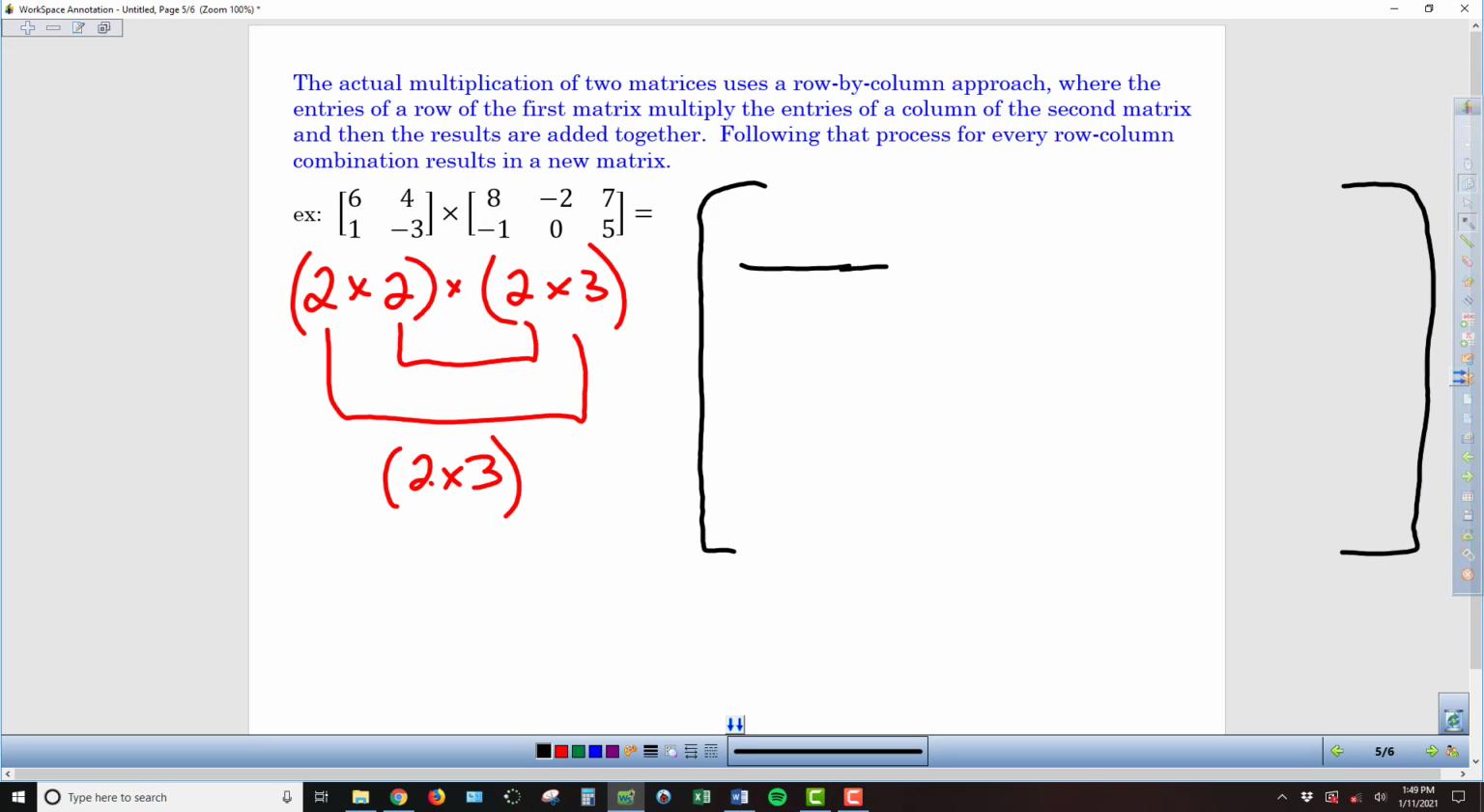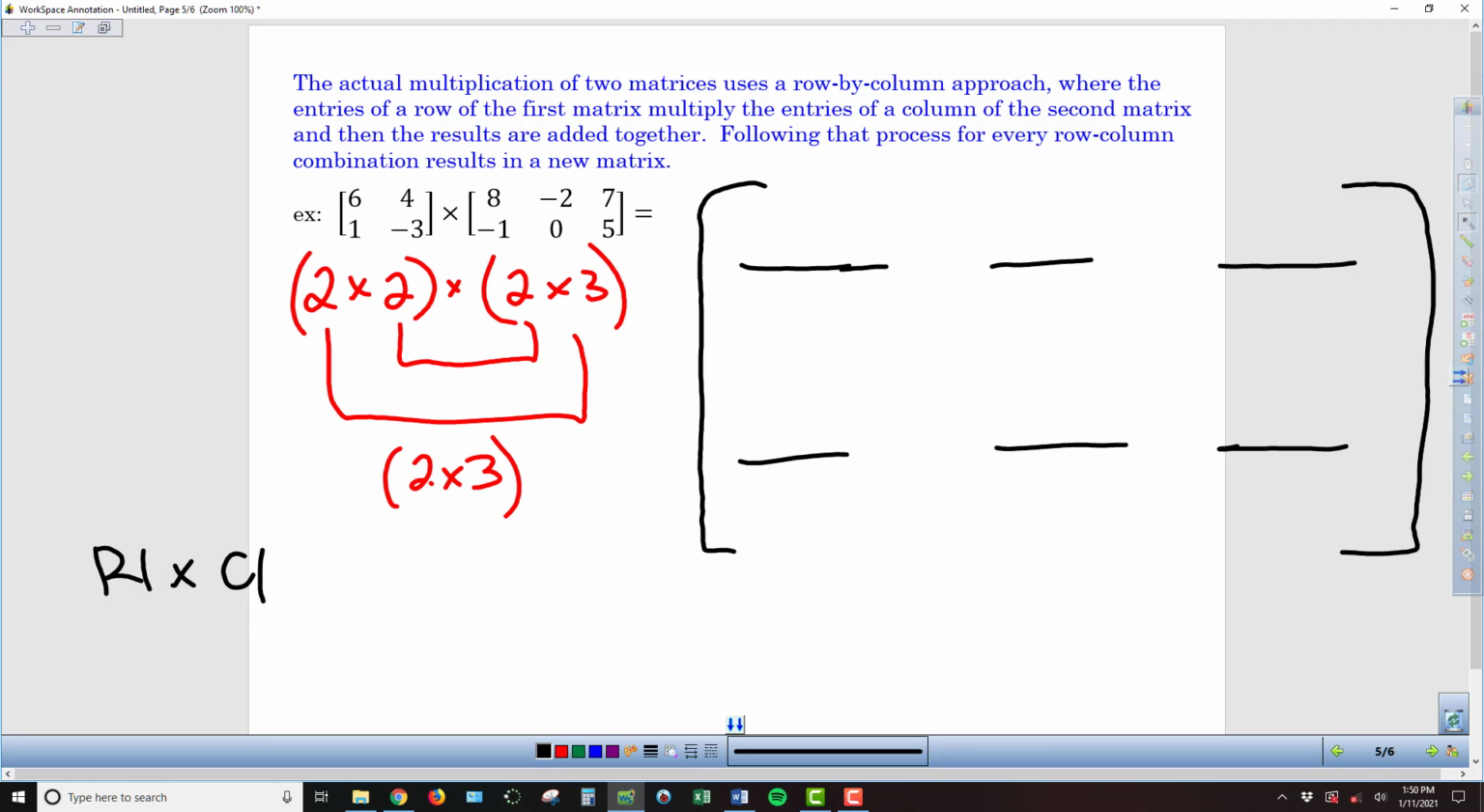So I've got 1, 2, 3 blanks in row 1. I've got 1, 2, 3 blanks in row 2. Because I'm going to be filling those blanks with the algorithm that leads me to this product. And so the way to think of the way we multiply matrices is as a row by column operation. So to start off with, I'm going to multiply row 1 times column 1.